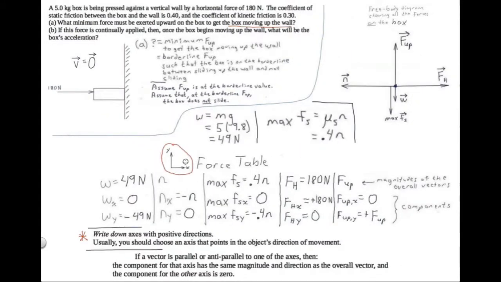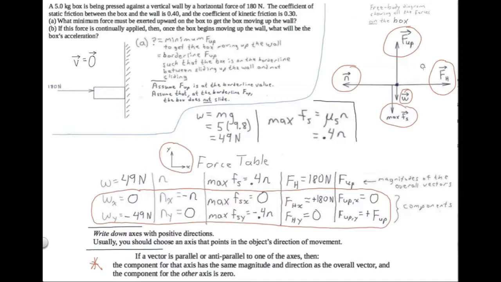Now we have to choose our axes. We usually prefer to choose an axis that points in the object's direction of motion. Now for part A, we're actually assuming that the box is not moving, but in part A, the box is on the borderline of moving up. And furthermore, in part B, the box really will be moving up. So let's choose a positive y-axis that points up, and I'll choose an x-axis that points to the right.